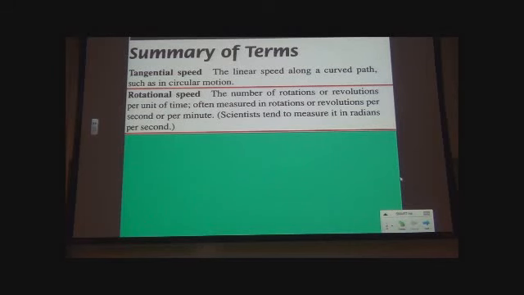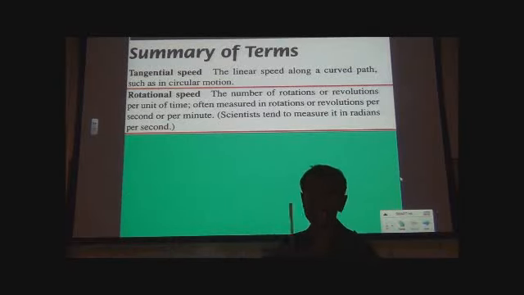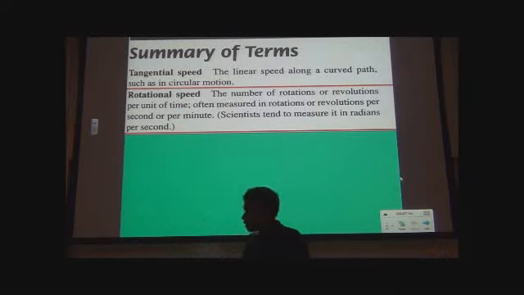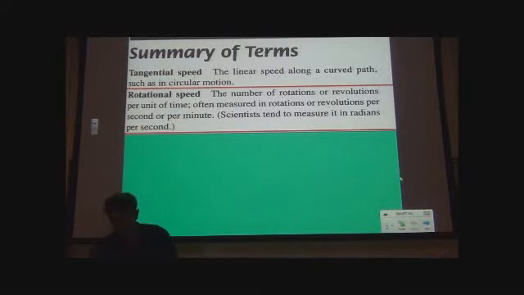And Lonzo? Okay, excellent. Okay, so tangential speed is the linear speed along the curved path as in circular motion. So if we're driving in a circle, whatever your speed is tangential to the circle is your linear tangential speed.